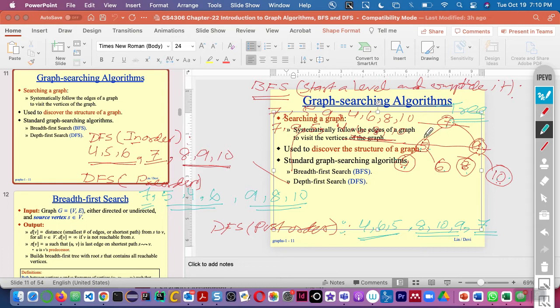So how is the breadth first search algorithm process? Breadth first is to start one level and complete that level. This is one level, right? Root level, then first level, second level, or whatever level you say. Start one level, complete it.